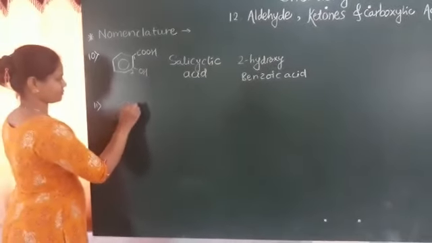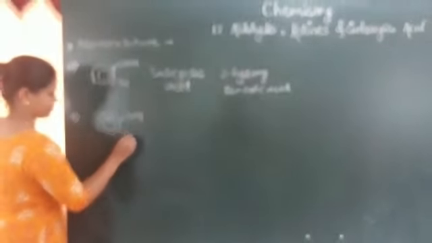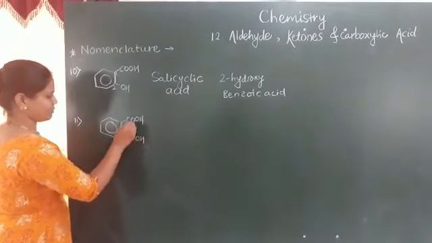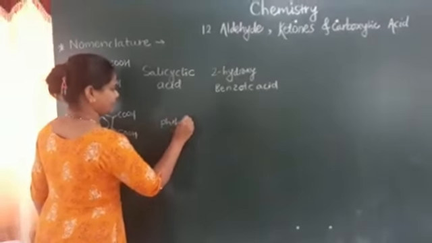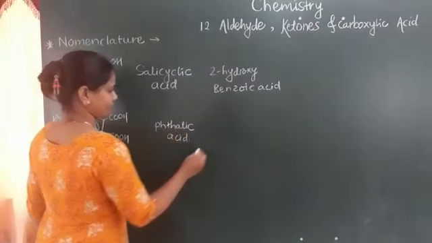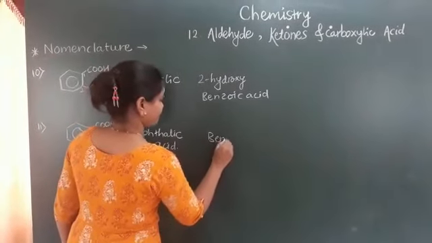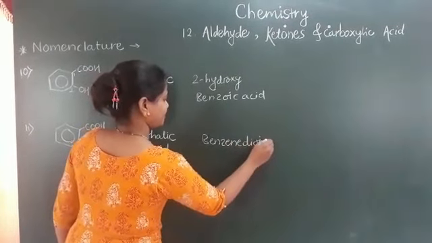Next, one more example we will see. Now here in this example, two carboxyl groups are attached. Its common name is phthalic acid, and the IUPAC name is benzene dioic acid.